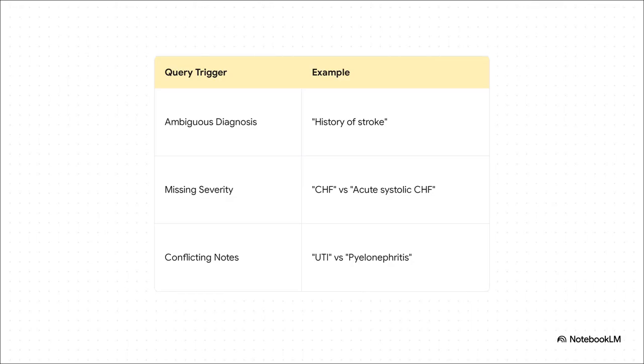You have to initiate a formal CDI query whenever the documentation triggers certain red flags. If a diagnosis is ambiguous, like they say history of stroke instead of specifying the exact type of infarction, you query. If severity is missing, like documenting CHF without specifying if it's acute on chronic systolic, you query. Or if two progress notes are conflicting, like one says UTI and the other says pyelonephritis, you absolutely have to clear that up before the bill drops.